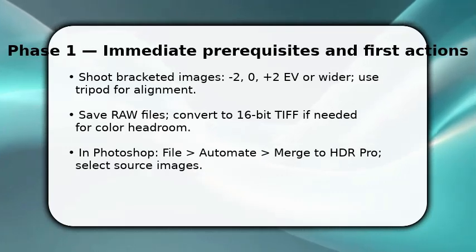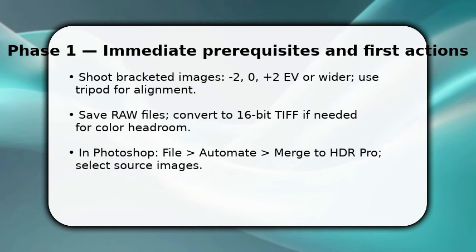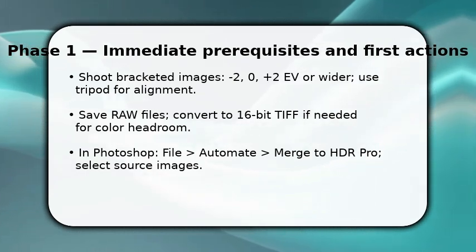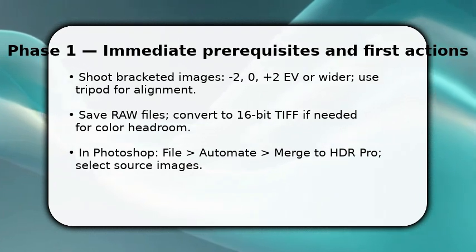You start by gathering your bracketed exposures and making sure Photoshop sees them all. Load your RAW files or convert to 16-bit TIFF to preserve highlights and shadows. This gives you more latitude.